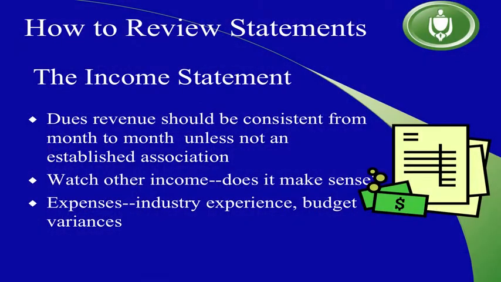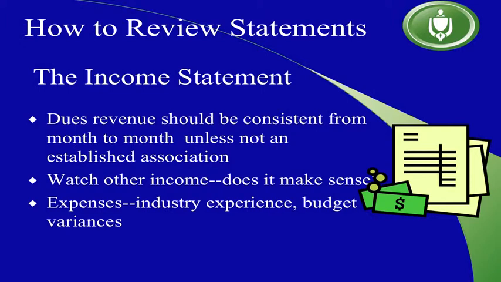The next financial statement that we're going to talk about is the income statement. The income statement records the revenue and expenses of the association. Look at the dues revenue. It should be fairly consistent from month to month if you are an established association. If the association is growing and or adding new phases, then the revenue should be increasing on a month-to-month basis as you add new homeowners. Look at other income for its trends as well. If the late fee income is increasing significantly, that could be an indication of collection issues.